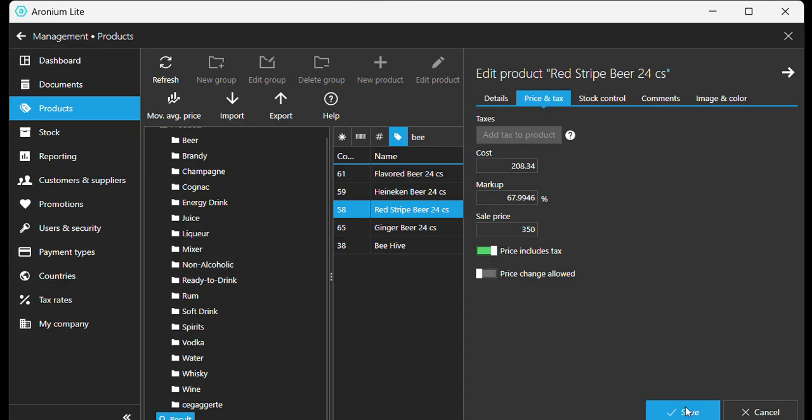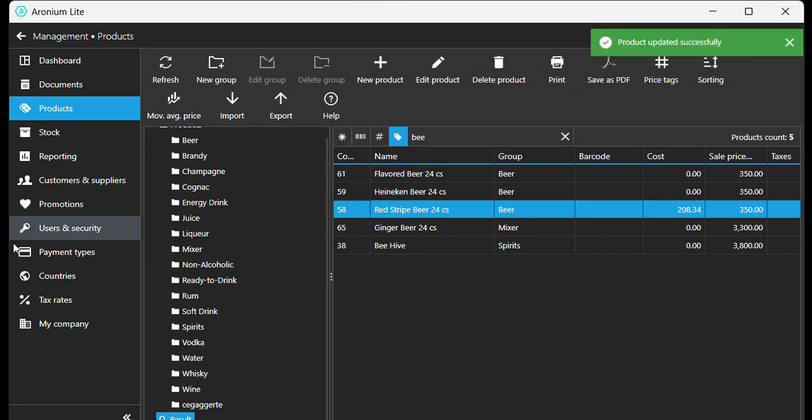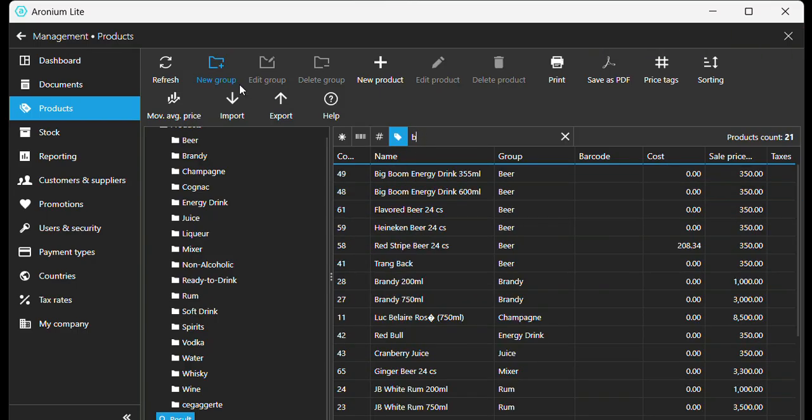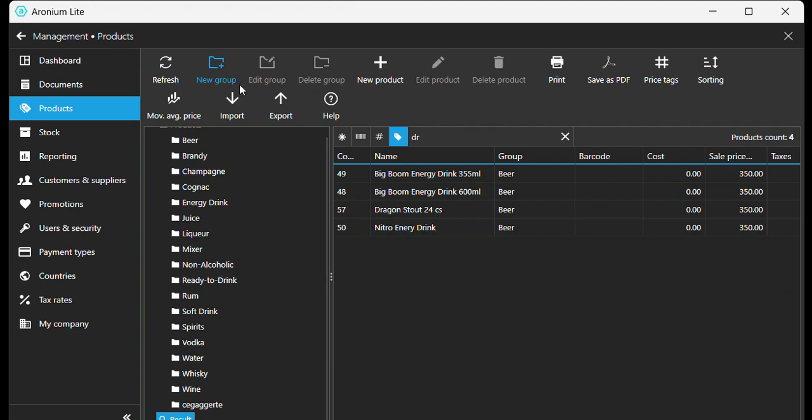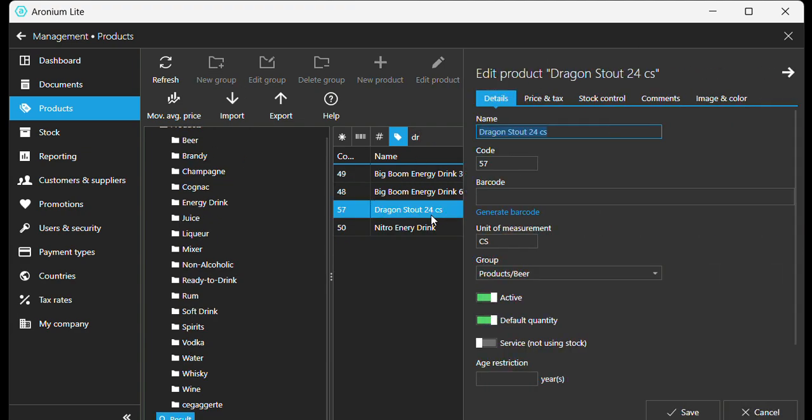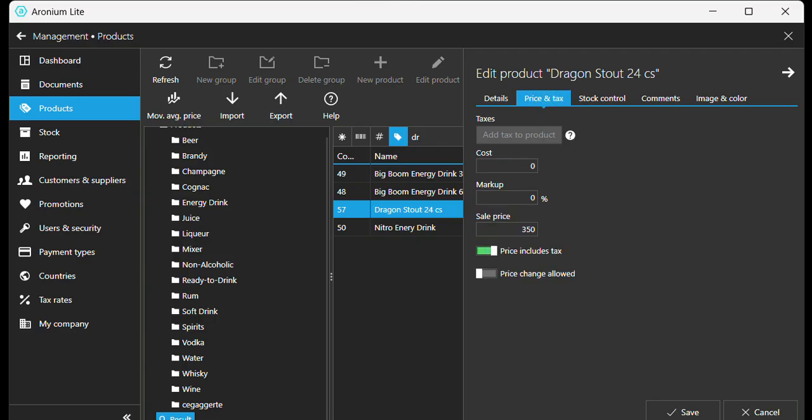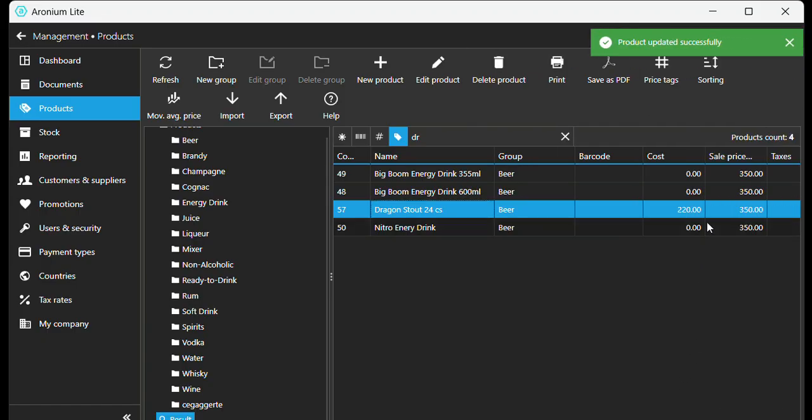Right. We're also going to do Dragon Stout. Our calculation shows that we get one for 220, and now we're going to sell it for 350. Right. So here we go. Save that.